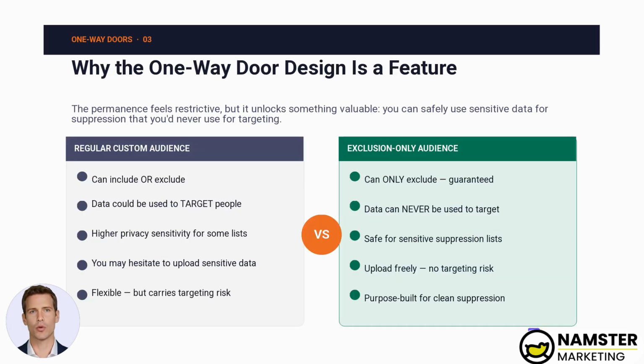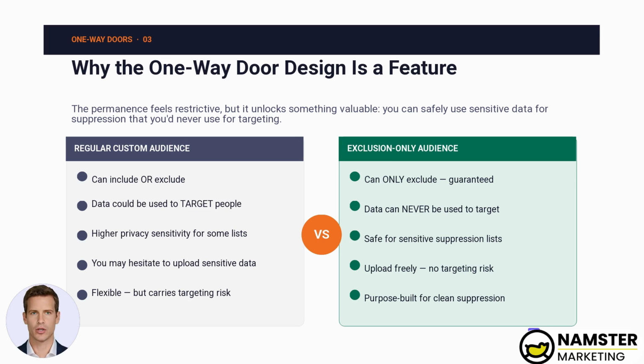Why is this one-way door design considered a feature rather than a restriction? It all comes down to data security. Regular custom audiences are flexible. They can include or exclude, but that flexibility carries a hidden risk. Sensitive data could accidentally be used for targeting. This often makes advertisers hesitant to upload certain lists. Exclusion-only audiences eliminate that risk entirely.